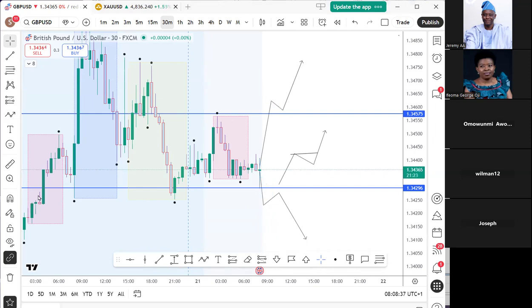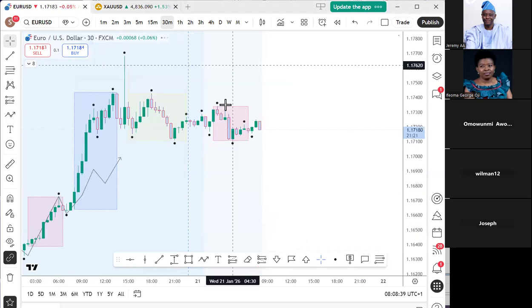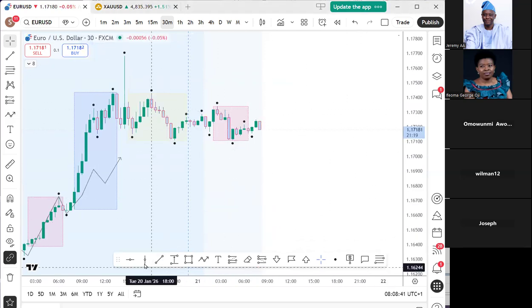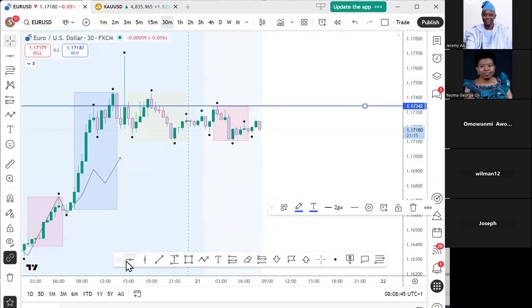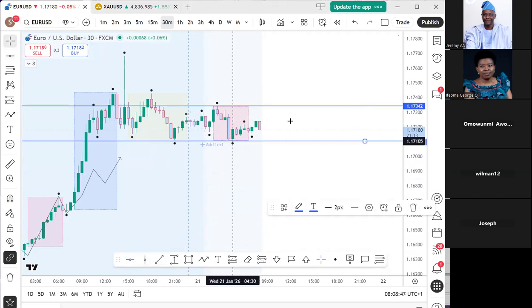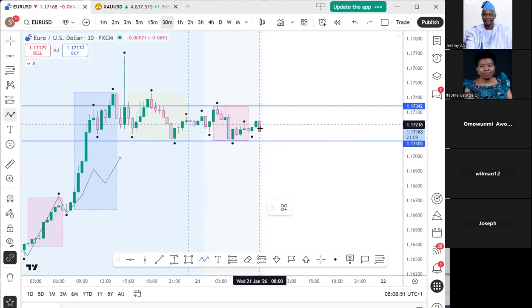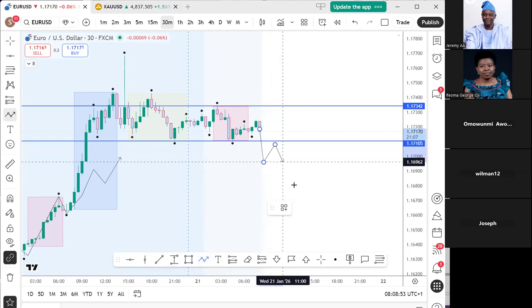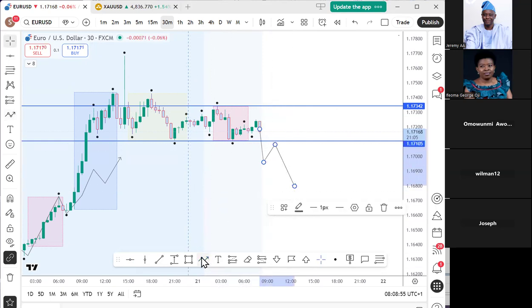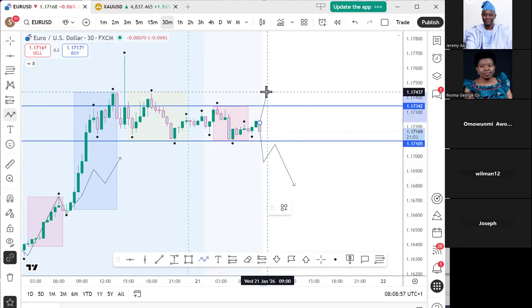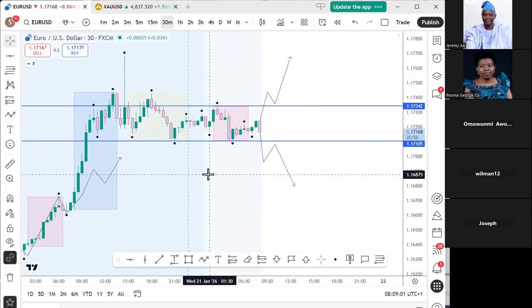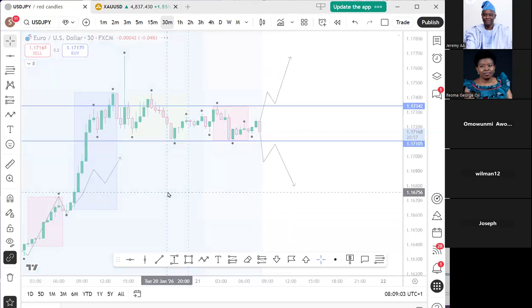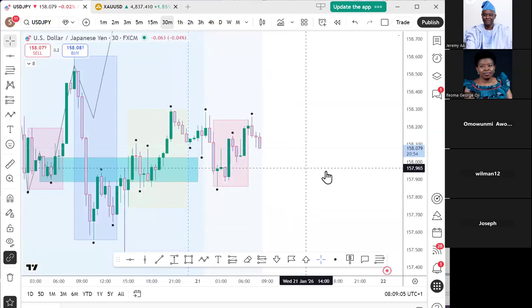Let's see which other pair. Okay, let's see Euro USD. What's happening here is just going sideways. There's nothing to see here. Just going sideways. So what do I want to see? Very nice and simple. I want to see a break to the downside and then continuation, or a break to the top side, and then I'll enter on that pullback. Nice and conservative.